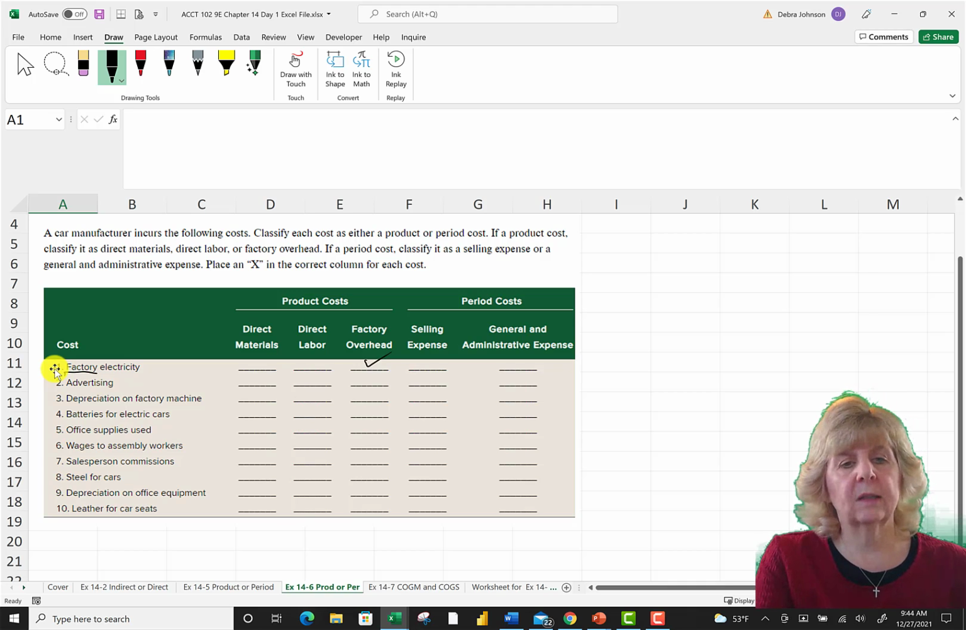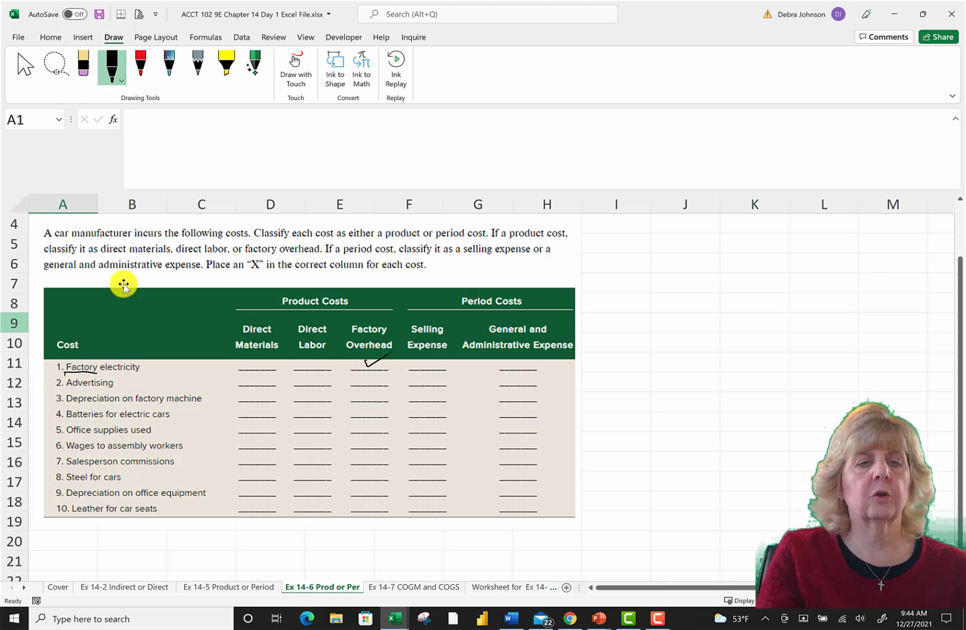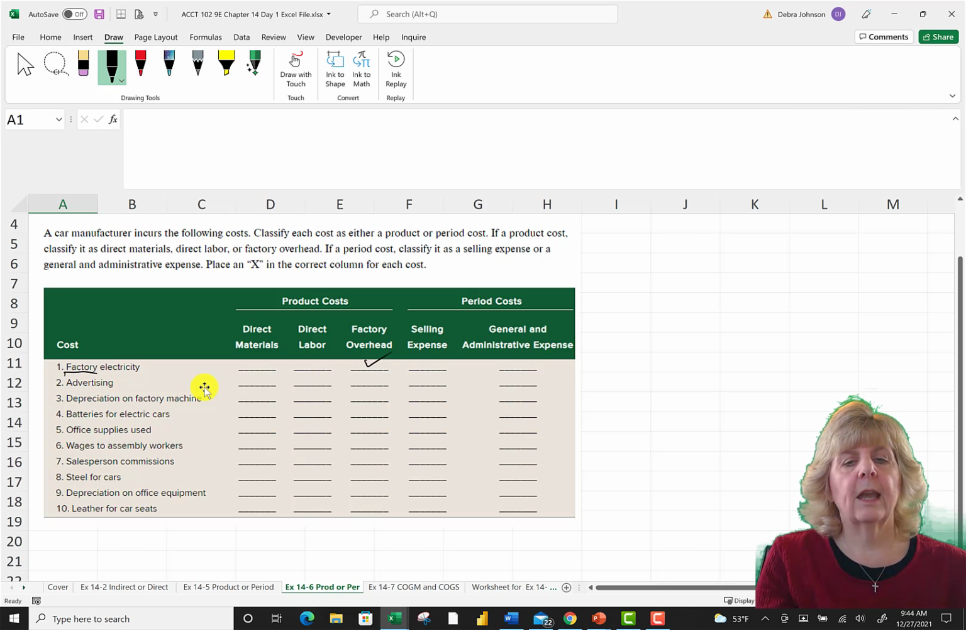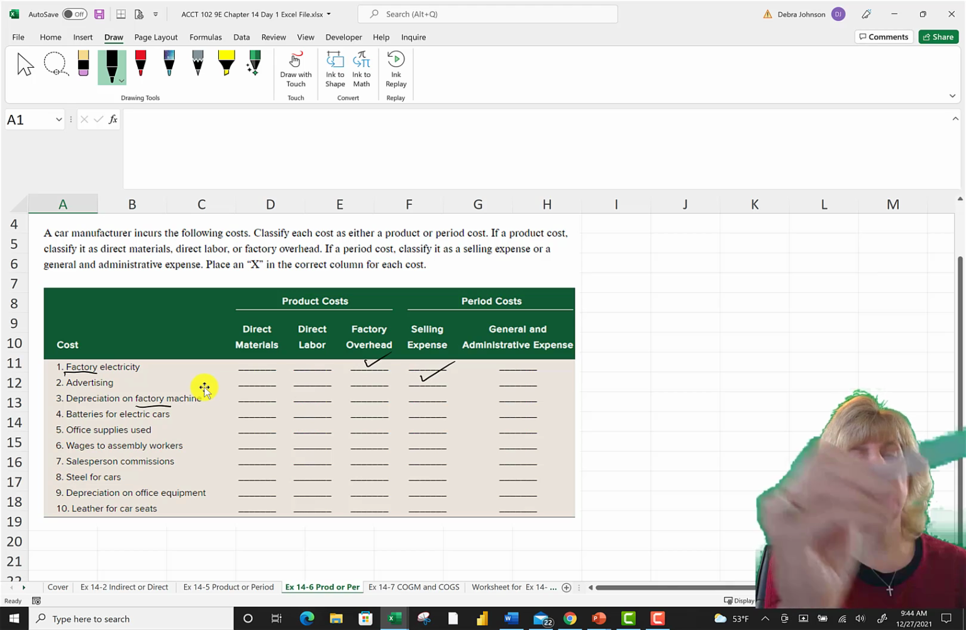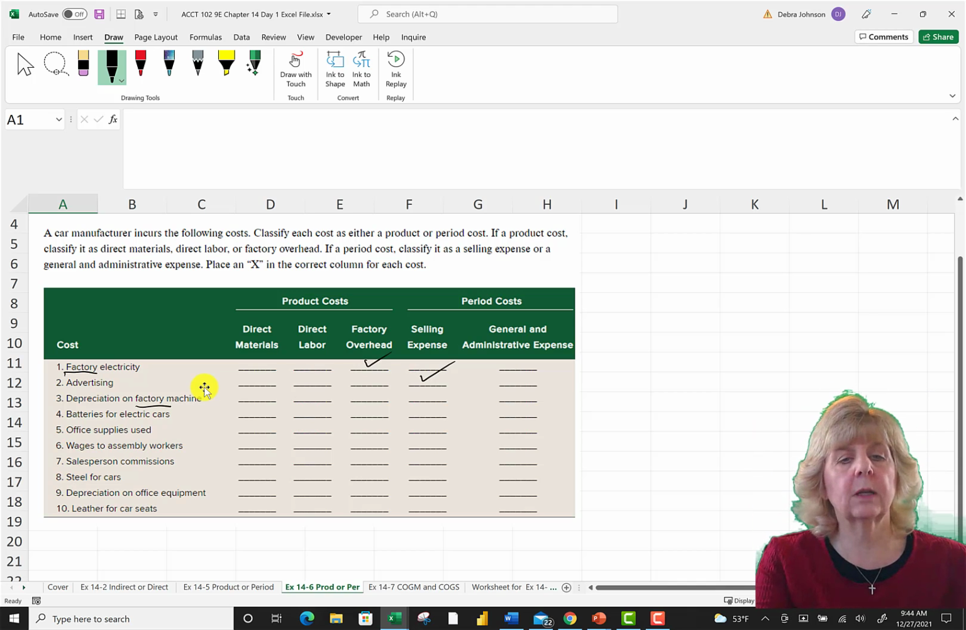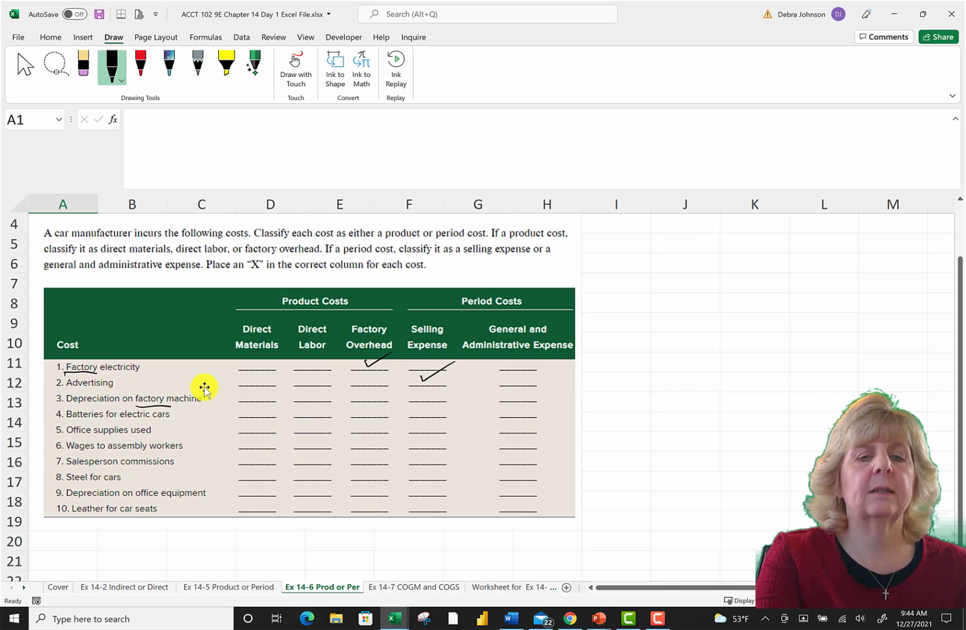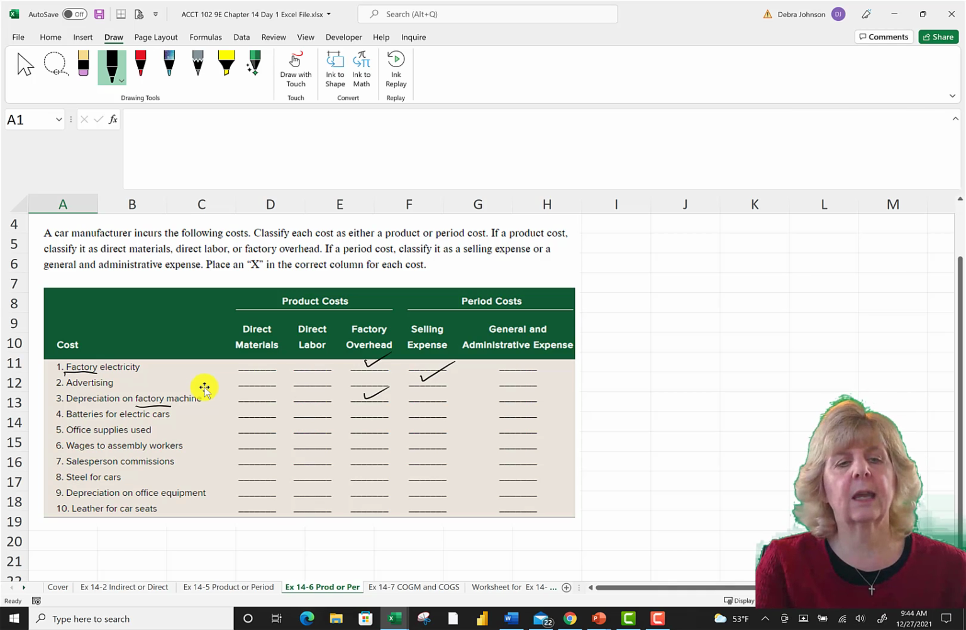I'm using check marks instead of X's because it's easier to not lift my pencil. So I know the directions ask you to place an X in it. I'm using a check mark for ease of understanding for me. Okay, advertising. Why do we advertise at all? To create sales. So that is a selling expense. Depreciation on the factory machine. Okay, once again, a factory cost is a product cost by definition. So depreciation is a factory overhead. It goes into that catch-all account.